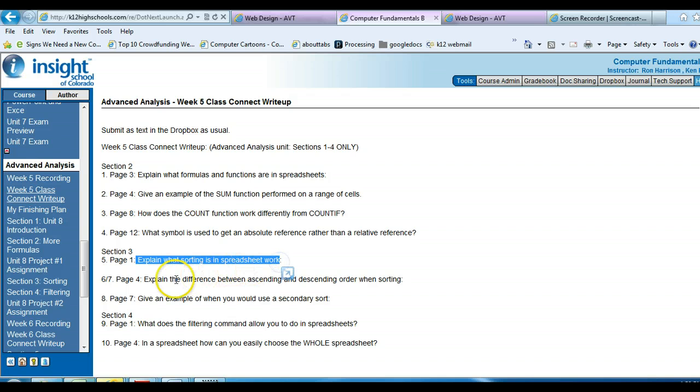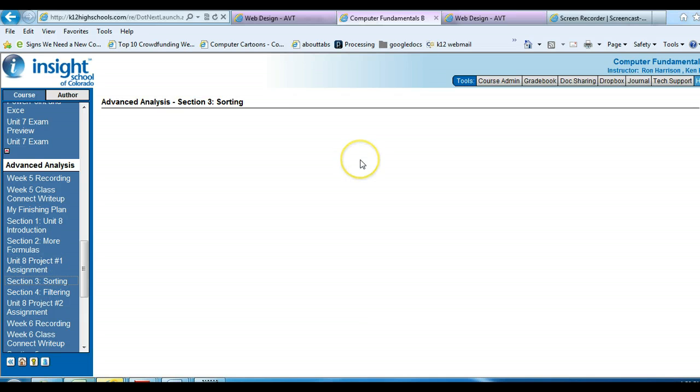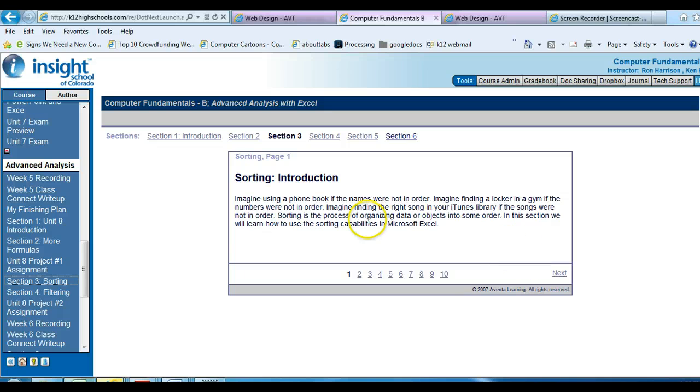Explain what sorting in a spreadsheet is. Explain the difference between ascending and descending. And then finally, give an example of when you would use a secondary sort. So now we're going into section 3 and sorting.